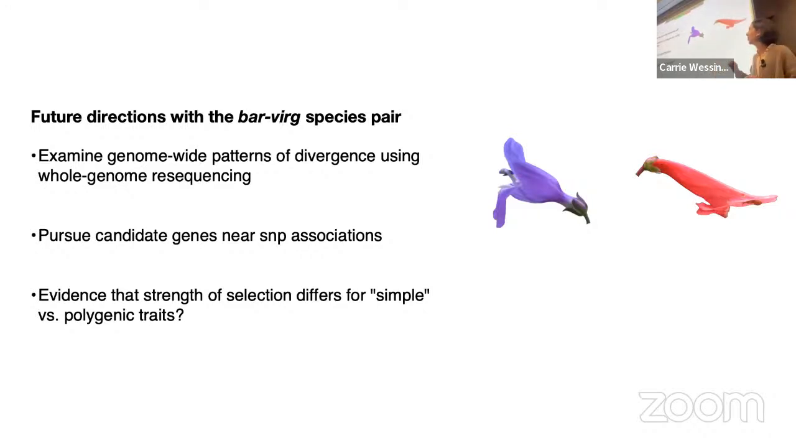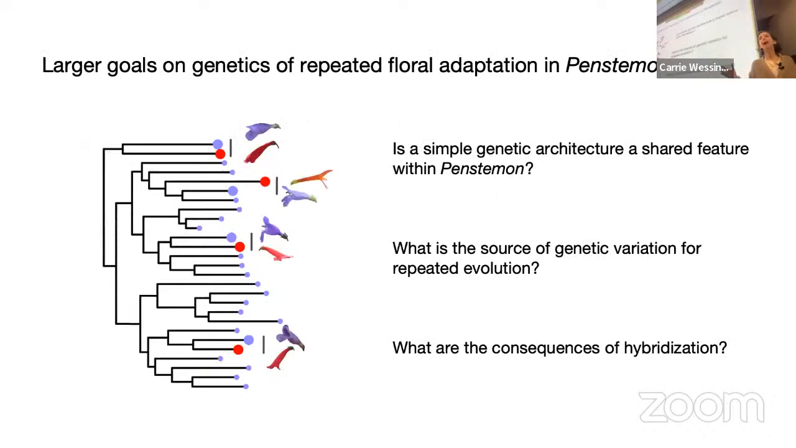So in the future, we're going to resample and use whole genome resequencing so we can gain a much higher resolution view of what's going on, and follow up with some of these candidate genes, and then start to examine whether we can see any signatures of selective sweeps, and if so, whether there's evidence that the strength of selection differs for these genetically simple traits versus the more polygenic traits.